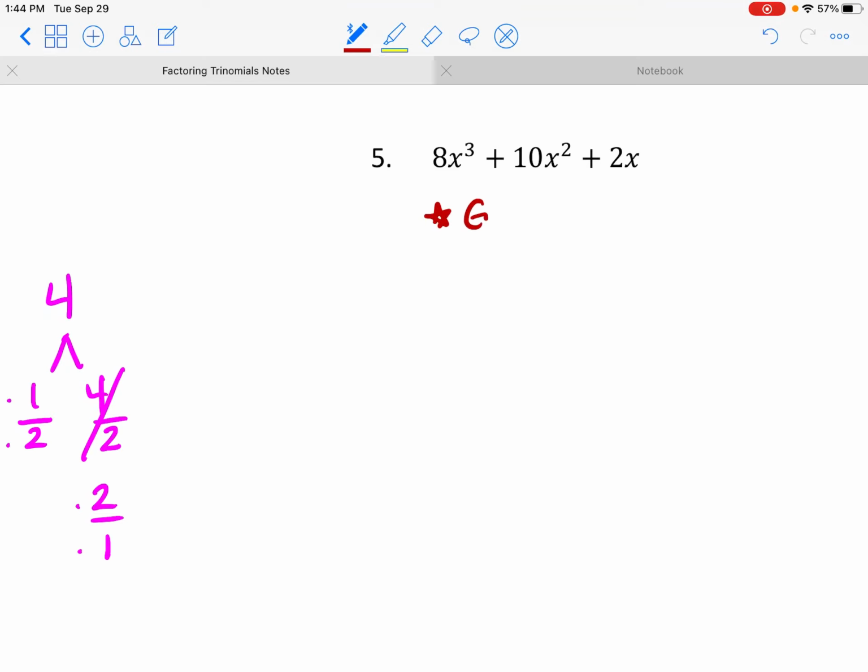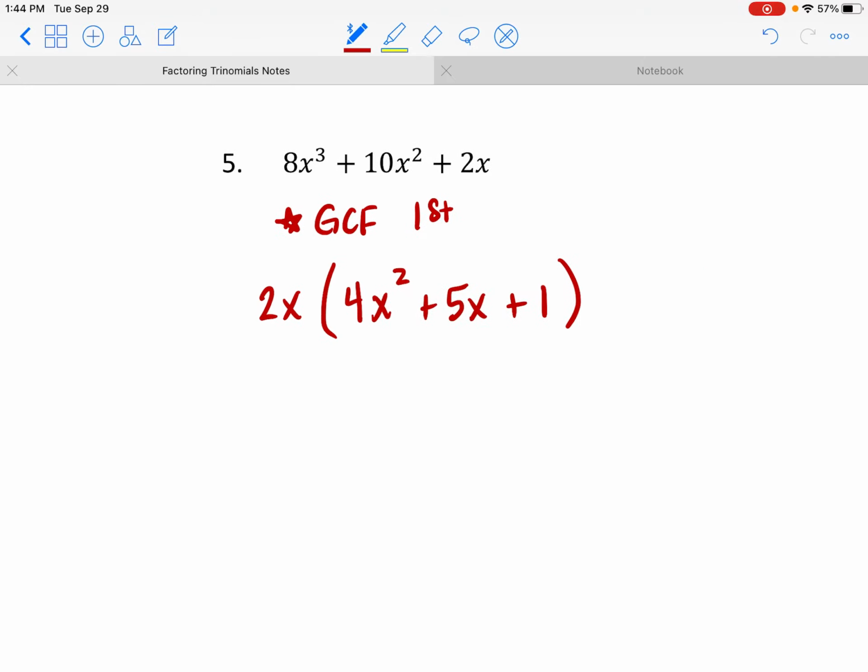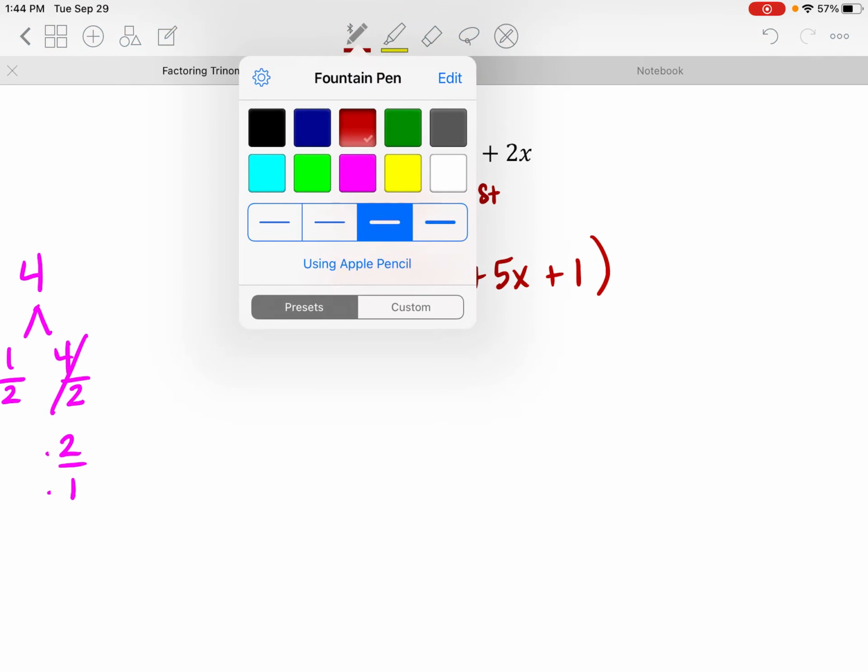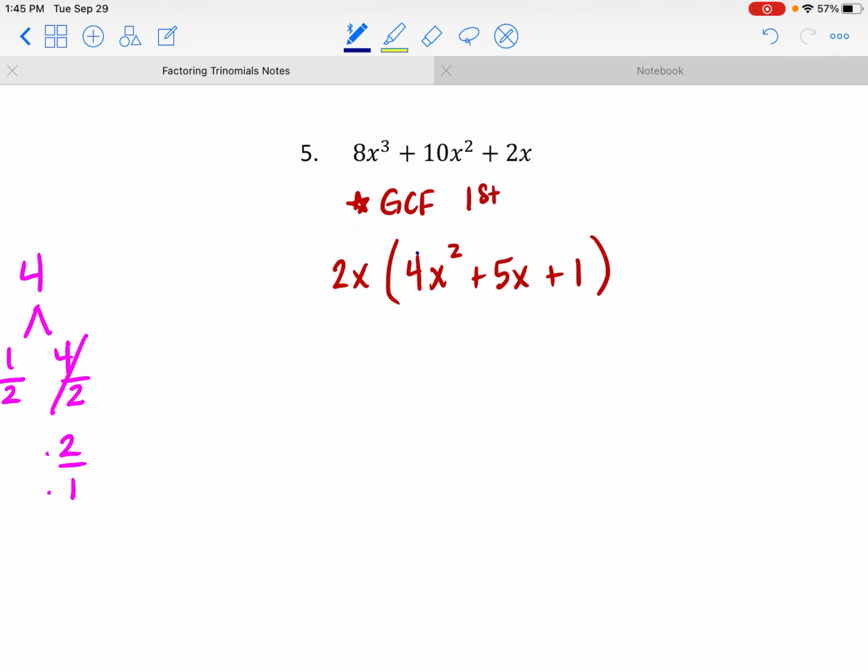So here, we're going to take out the GCF first, and then we're going to continue to factor. GCF first. So the 2x is going to come out, and when that factors out, we're left with 4x squared plus 5x plus 1. So in the GCF section, we said, I'll take out the GCF when we're done. But here we can see we've got a quadratic trinomial left, so we're going to continue to factor that quadratic trinomial. So now we're going to work on the parentheses piece here.